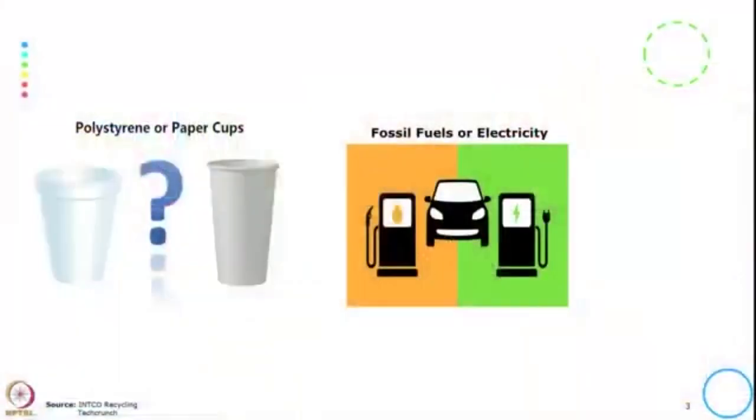So if you look at the pictures being displayed in the slide, given a choice, which one would you like to pick, among the cups or the source of the fuel? And the understanding for us over here is that we know that one source is clean, the other source is not so clean, or one cup is less damaging than the other cup.